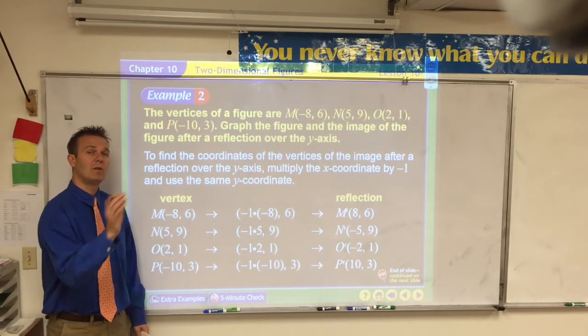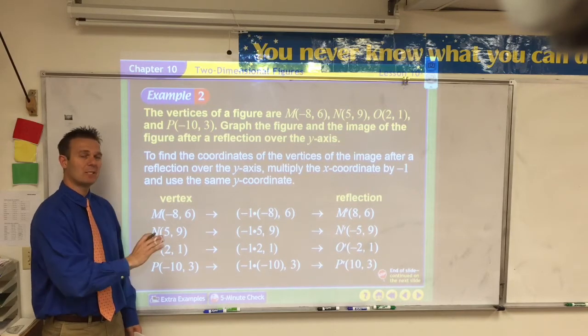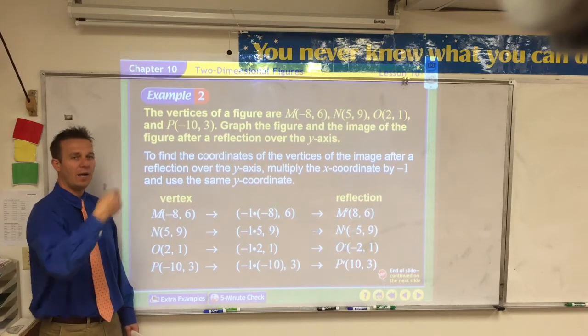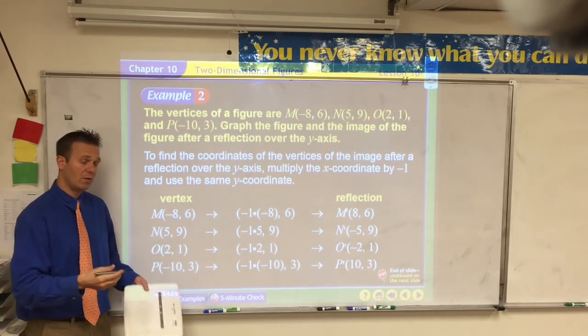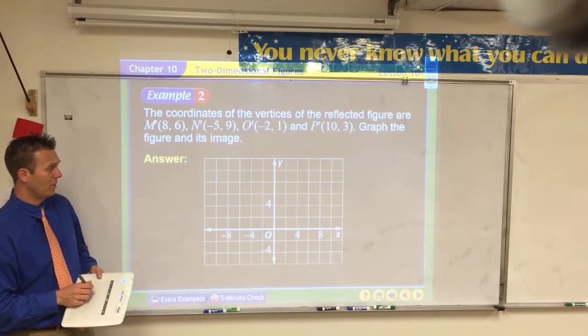So when you're flipping over the y-axis, you multiply the x by -1. If you flip over the x-axis, you multiply the y by -1. So it's really the opposite one you're multiplying by. Now, to graph that, this is what it would look like.